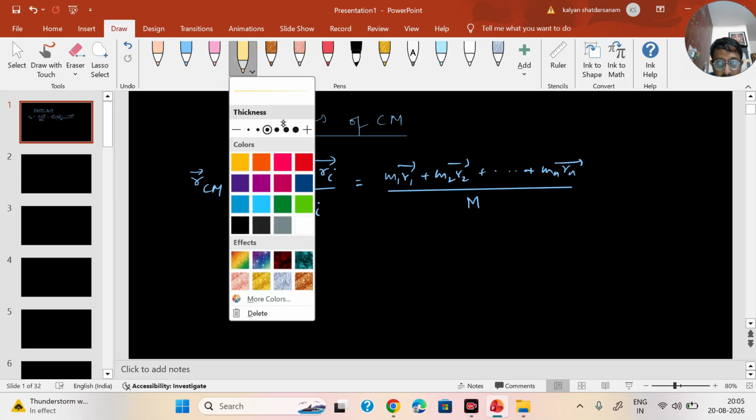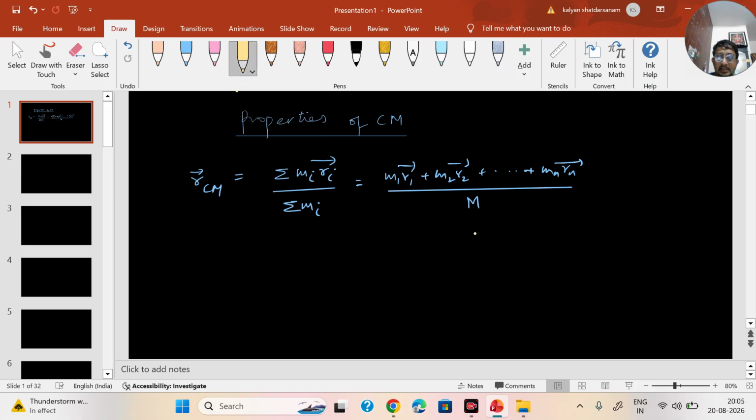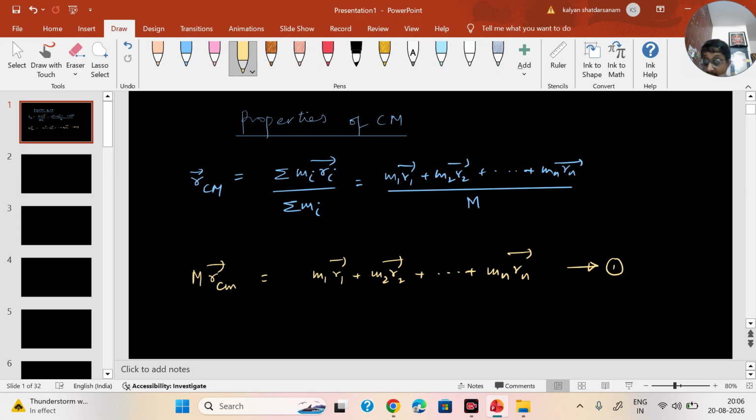And now I'll just rearrange the terms. So this M, I'm going to take it to the left hand side and write as M into RCM is M1R1 plus M2R2 plus so on MNRN. And I am going to call this equation my first equation. This equation itself has got a deeper concept in it. Let me tell you what the deeper concept is.